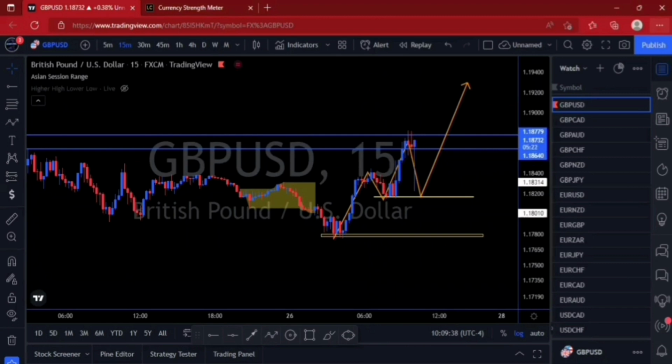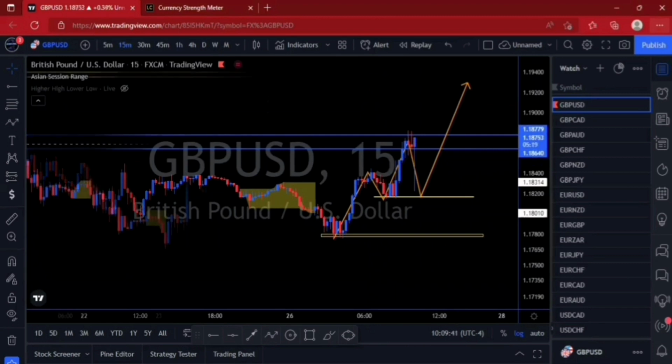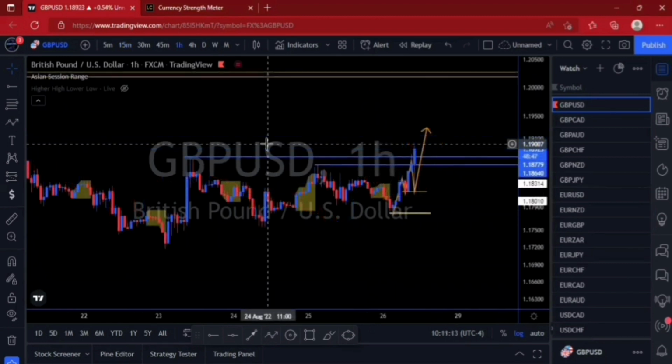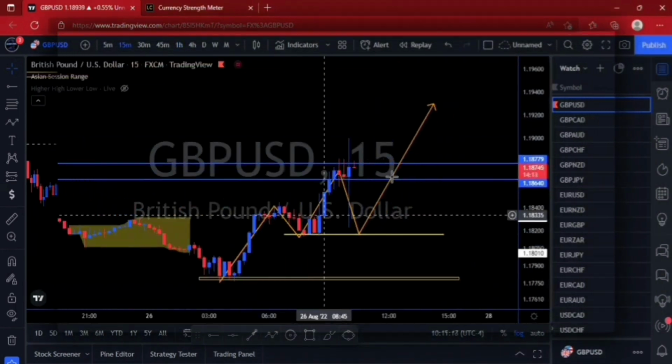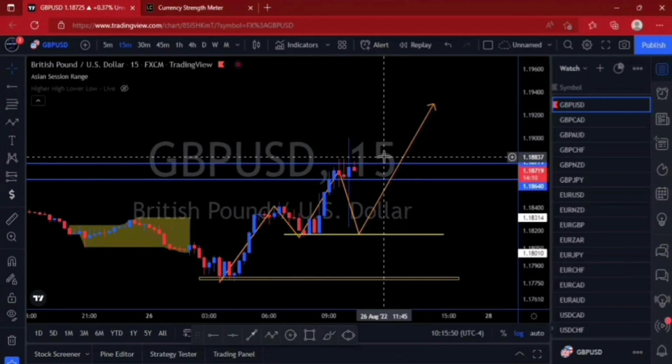Oh, I've been stopped out. My sell stop was activated, and then they came back and took out my stop loss. That was the first attempt. I'm looking for the second attempt.